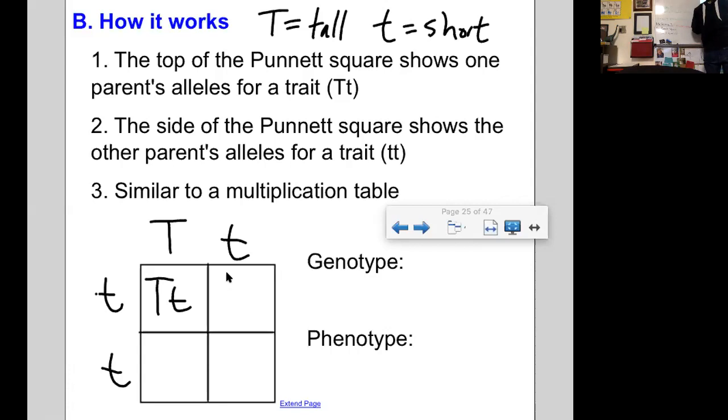Let's look at this box right here. So this parent has a little t, and this parent is going to give a little t. Let's take a look at this box down here. What letters am I going to put in this box? Yeah, the big T fills it in, and then this parent is going to give a little t. And then we have one more box to fill in. So this parent up here, there's a little t. And the parent over here is a little t.